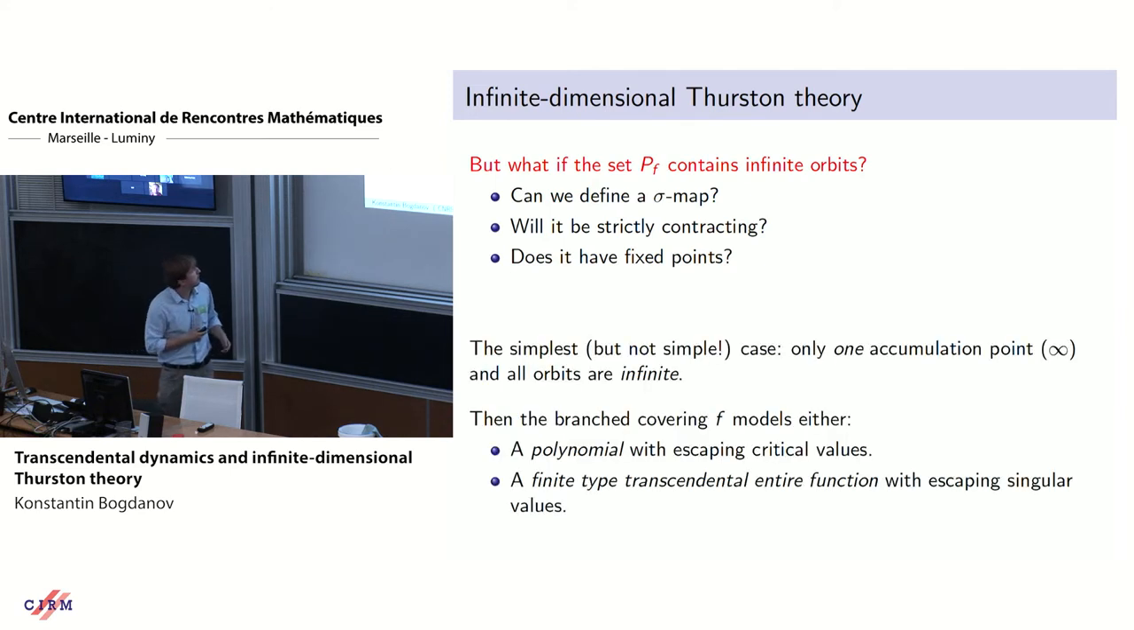So let us concentrate on the presumably simplest case, when we have only one accumulation point. Let's agree that it's infinity, and all orbits are infinite. So in this case, the branched covering f is supposed to model either a polynomial for which all critical values escape, or a finite-type transcendental entire function for which all singular values escape.